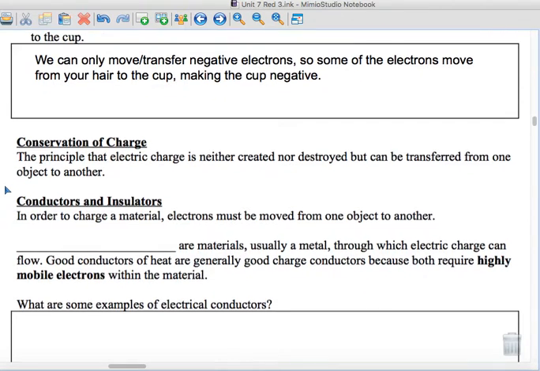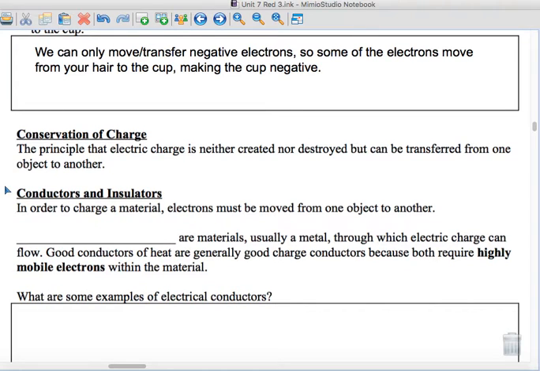So then we have something called conservation of charge. Oh, that word, conservation, we love it. We've talked about conservation of momentum, conservation of mechanical energy. To conserve something means to keep the number the same. So, the principle that electric charge is neither created nor destroyed, but can be transferred from one object to another, that's what conservation of charge means.